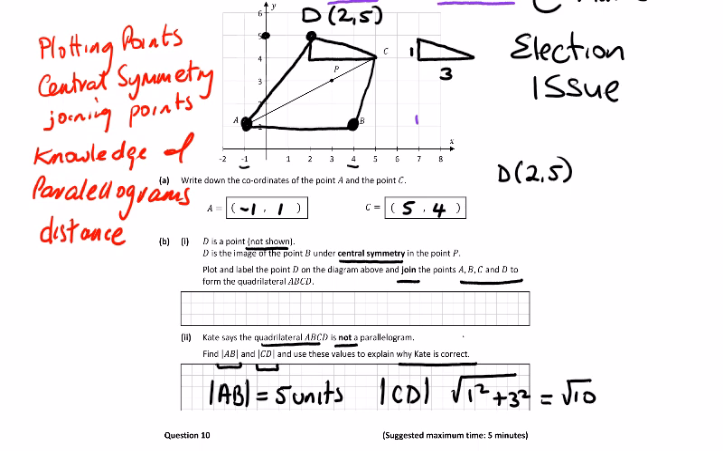Okay. So we look at this Junior Cert question in its entirety. They've asked us to plot points. Everyone should be able to do that. Central symmetry you might not have covered in geometry yet, but you should be able to make an estimated guess as to what it looks like. Joining points, first year material. Knowledge of parallelograms probably also covered in first year. And then the distance formula, with AB a straight line, and with CD the diagonal of a right angle triangle. So hopefully everyone has made a good stab at this question before going and trying the next one.